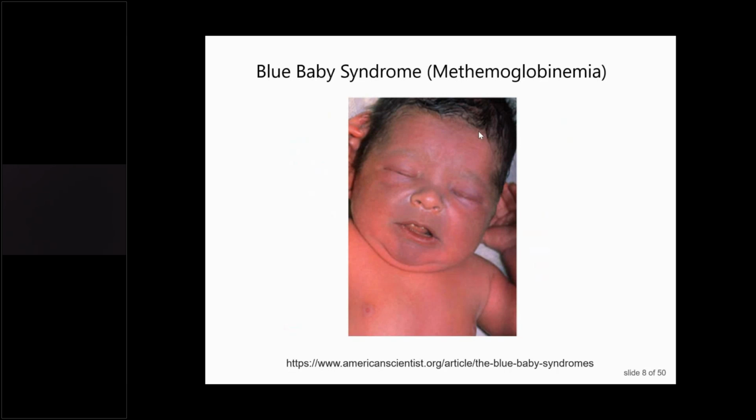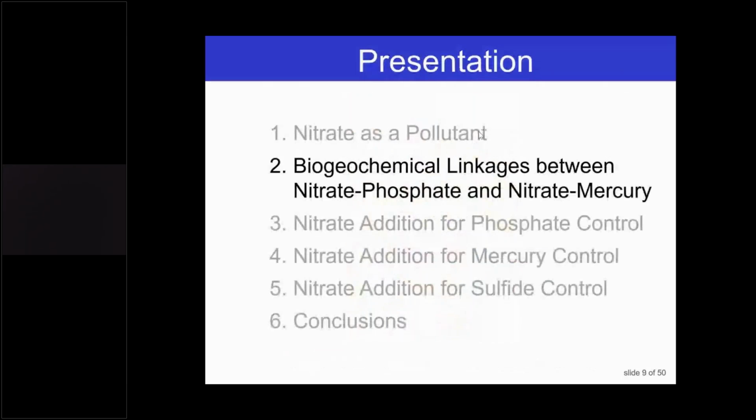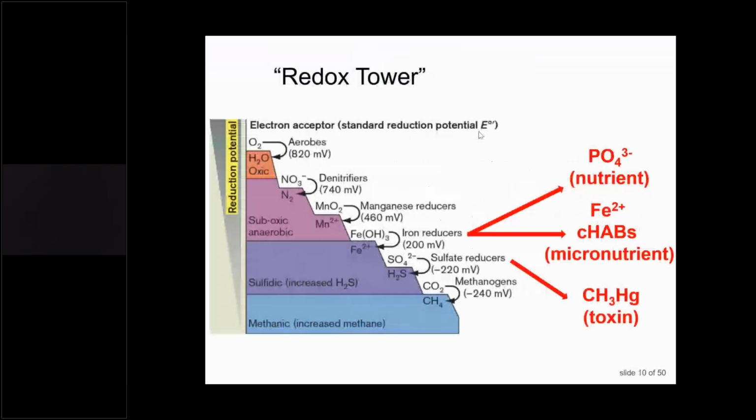So let's all acknowledge emphatically that nitrate is a pollutant in the environment. But there are biogeochemical linkages between the cycling of other compounds where nitrate may actually be of benefit, if it can be managed and input to the environment in such a way as to not cause subsequent problems. So this is the classic redox tower.